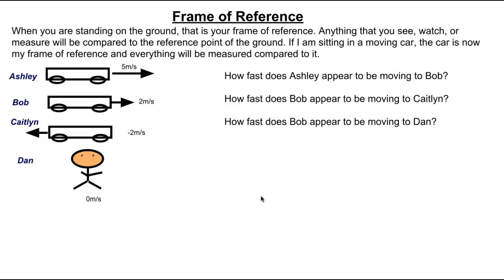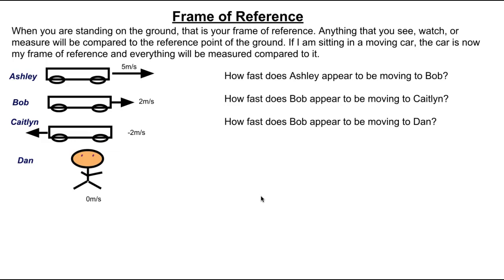Here are some questions on this side. How does Ashley appear moving to Bob? If I'm sitting in Bob's seat and I look at Ashley, what would I see? I'm already moving at 2 meters per second, so the only thing I see different from what I'm doing is that she's speeding up around me at 3 meters per second. So she's not driving much faster than I am.